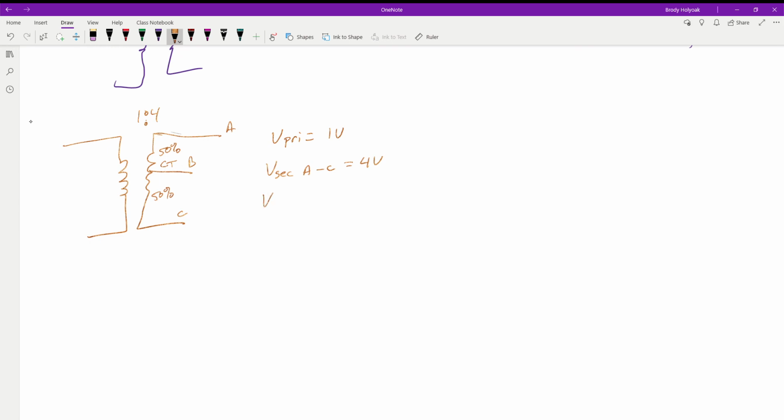So if we take the voltage of our secondary from point A to B, when we have a center tap, it splits it in half. What this means is we have 2 volts because it's only 50% of this. So what we end up with is here we have a 1 to 4 ratio. Here we have a 1 to 2 ratio. And then if we look at V secondary from B to C, it gives us 2 volts. And we still have a 1 to 2 ratio.